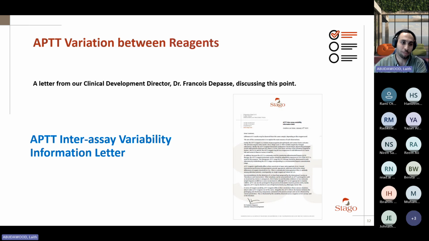Fine, that's available actually. We have a document called the APTT Inter-Assay Variability Information Letter. It's written by the Clinical Development Director at Stago, Dr. Francois Depasse. He's even a member of ISTH and a member of CLSI. So you can say that it's a very good letter to present to the customer. So if they say, yeah, but we want supporting evidence, this is available.